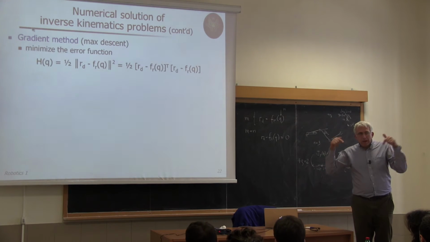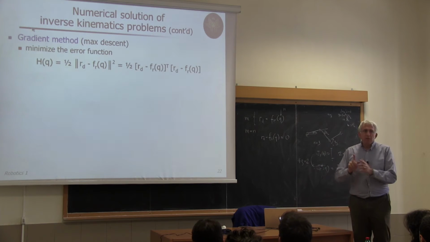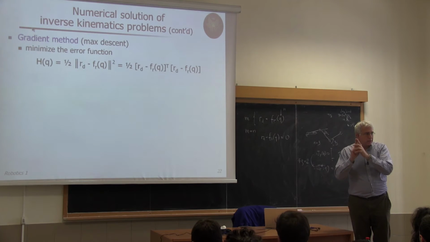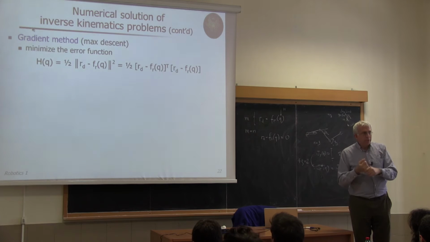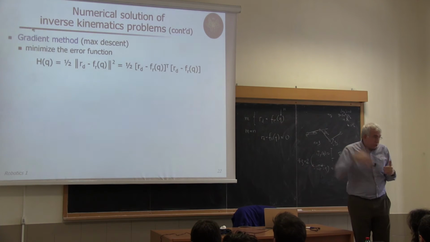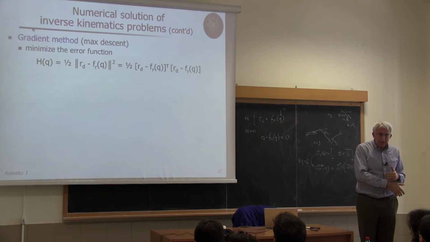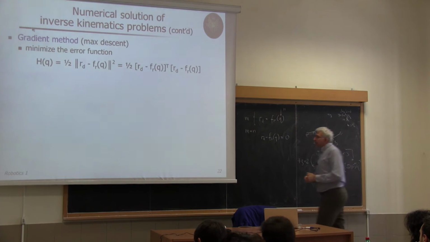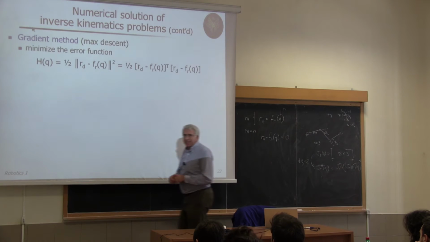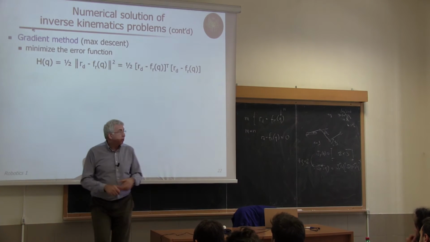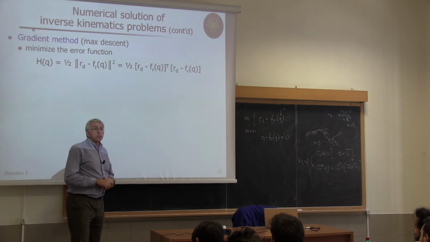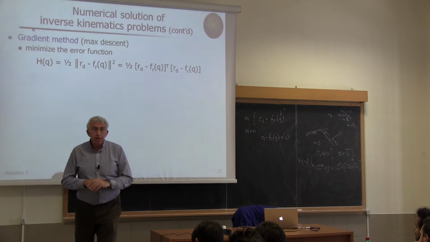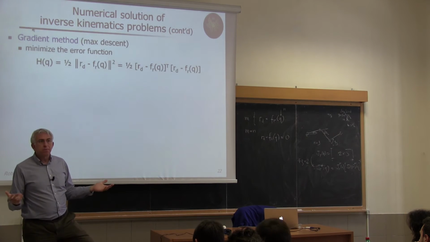And since we have to minimize a function, instead of using the gradient, so the maximum ascent, we will use the negative of the gradient, which is the maximum descent. Okay? It's just a matter of changing sign. So what is the function that we want to minimize? And what is a nice function? Well, for instance, the square norm of the error.